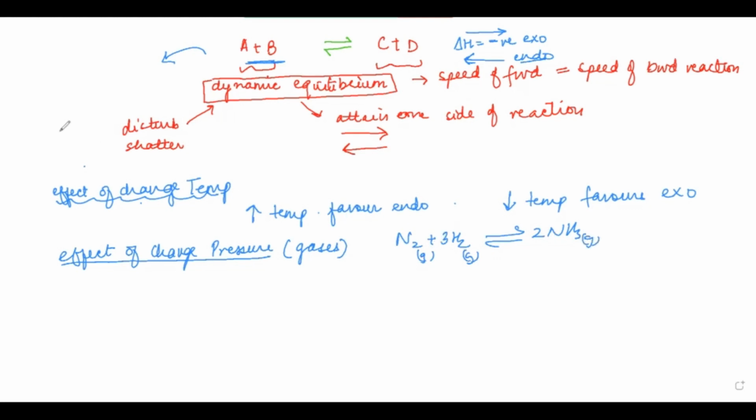I'll put 3 here. Now, when I have a balanced equation, what I'll do is add the volume of the gases. So this is 1 volume, this is 3. So altogether, I have 4 volumes here, and altogether, I have 2 volumes here. So an increase in pressure is going to favor the side with the reduced volume. In this scenario, the reduced volume is the forward side. So this increase in pressure is going to favor the forward reaction.